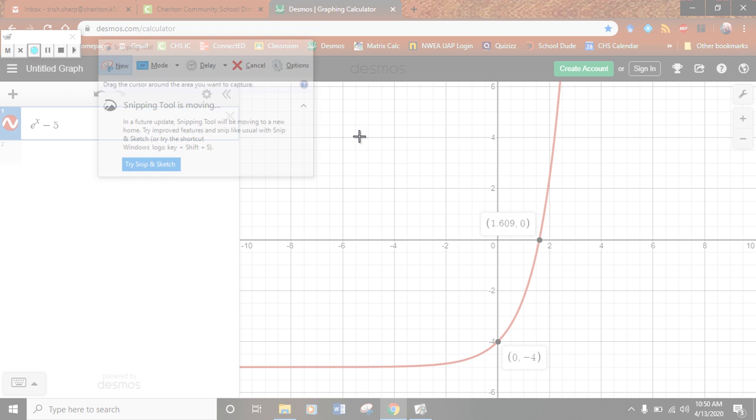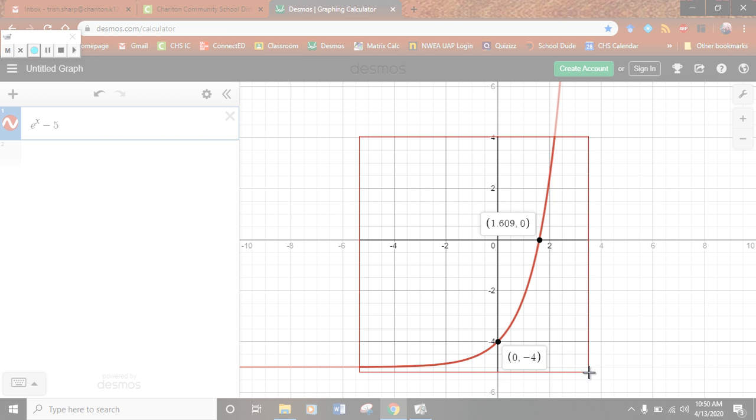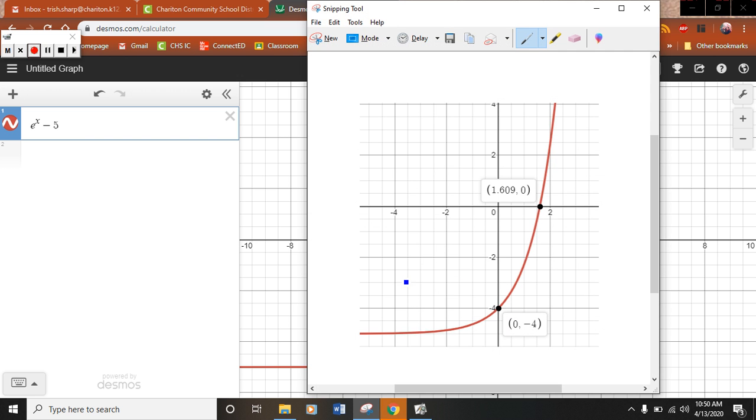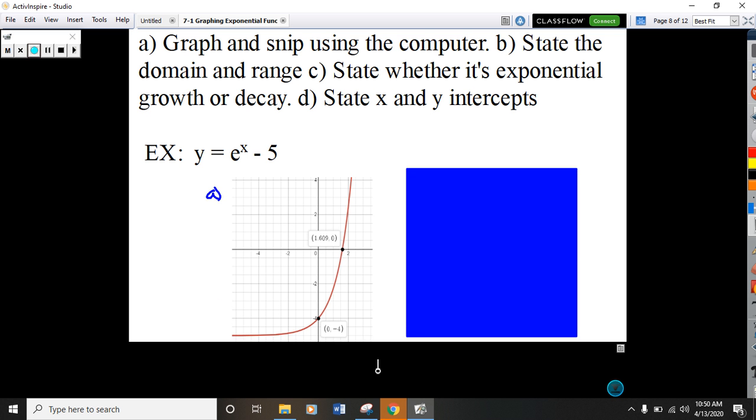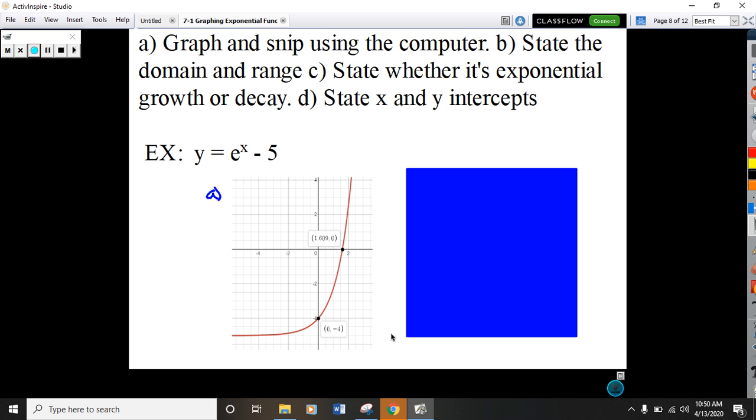So I'm going to start my snip kind of over here, click and drag, so I can get a nice snip. Again, I have the leveled part here. I see where it crosses the y-axis. I get the jumped up part where it crosses the x-axis. I can see both x and y-axis in my snip, so that's a good snip. So that's where I got my snip here. I already had it copied onto my screen. So that's part A. Again, part B, its domain still all real numbers.